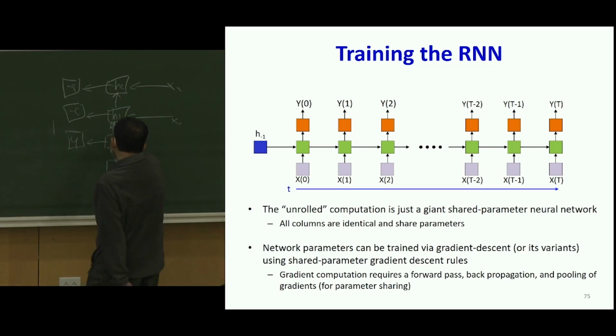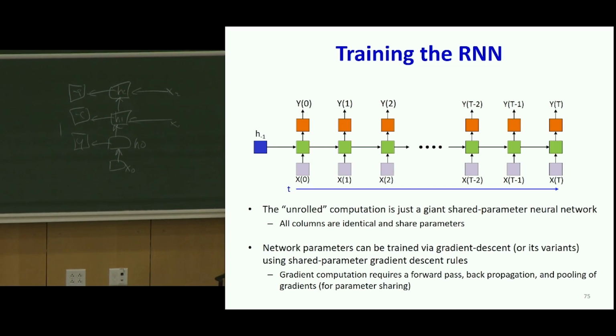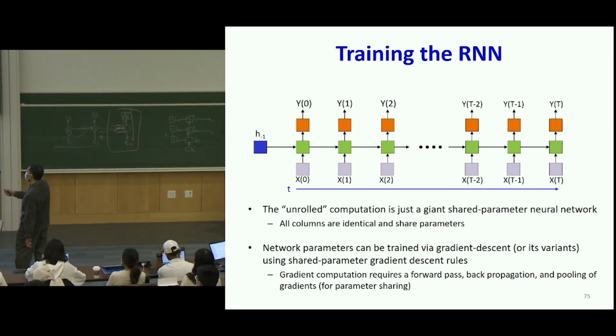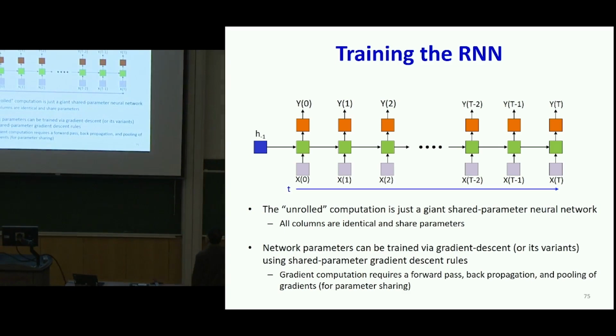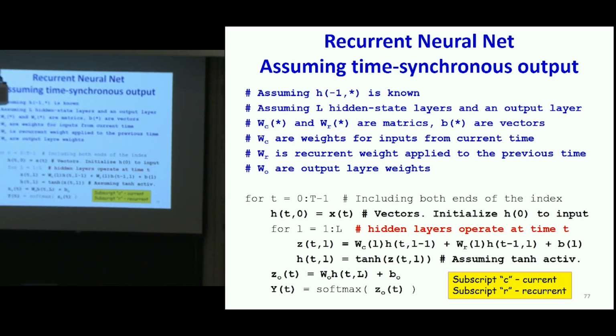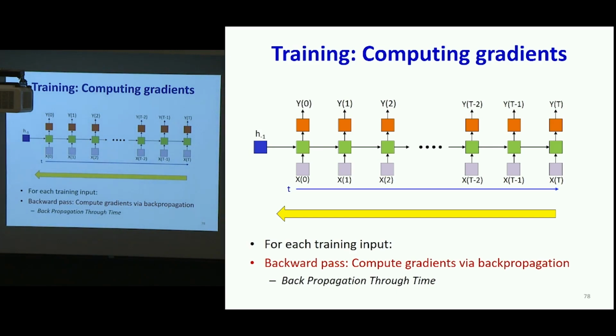This is what we're going to use when we train our models. We can train the network parameters via gradient descent. For gradient computation, of course, first we need to perform a forward pass, and then we'll do a backprop and appropriate pooling of gradients. I'm assuming that the forward pass is done. So you just pass the entire data sequence through the network and generate outputs. I have pseudocode for it. I'm going to skip the pseudocode. We don't have time. Then we're going to compute gradients going backwards through time.